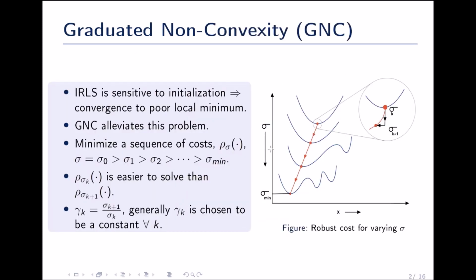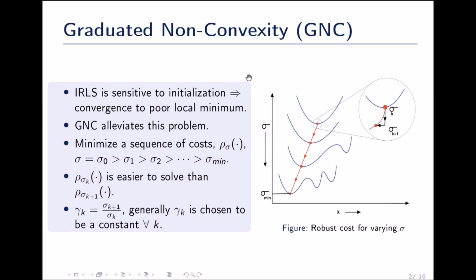That is, gamma k, which is the ratio of sigma k plus 1 to sigma k, is chosen to be a constant. We discuss how such a fixed choice of annealing leads to a poor accuracy-speed trade-off, and we propose a method to adaptively choose the annealing schedule. Our proposed method helps in achieving the best accuracy in the minimum number of annealing stages.